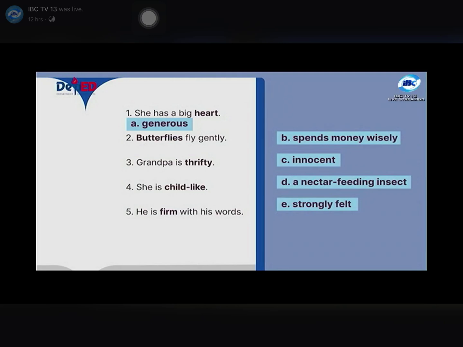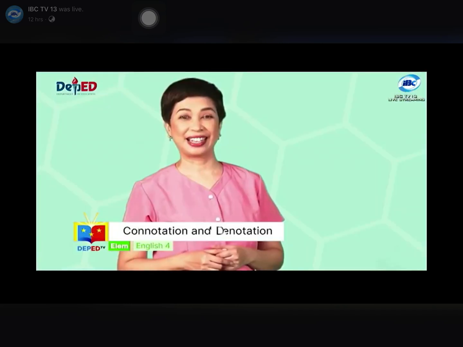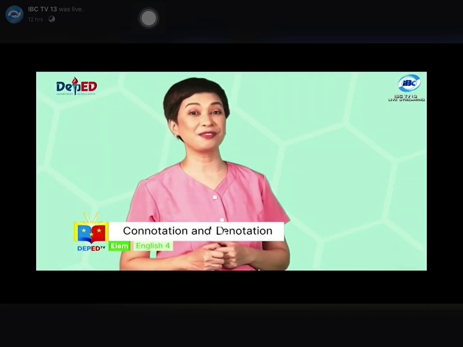For number 2, the answer is letter D. According to the dictionary, butterflies are nectar-feeding insects. Number 3 sentence. The answer is letter B. Thrifty means someone who spends money wisely. For sentence number 4, the answer is letter C. Childlike means innocent. And for the last item, the answer is letter E. Firm means strongly felt.